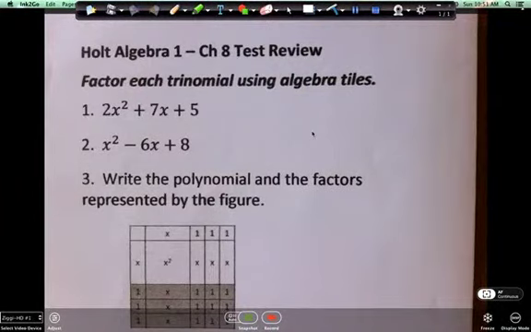Okay, because of the snow days and because of the fact that Monday when you come back to school, you're going to go ahead and have your test for Chapter 8, I'm going to go over some of the questions on the Chapter 8 review with you today so that you can look at them and be prepared, hopefully, for the test that you're going to take tomorrow.